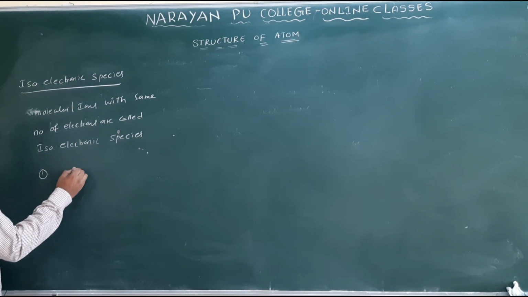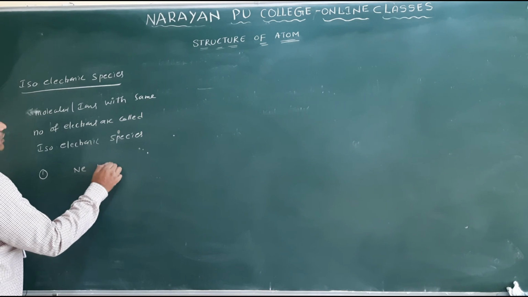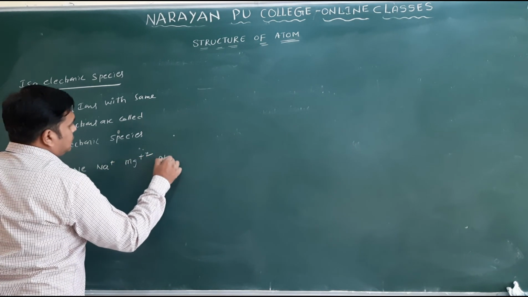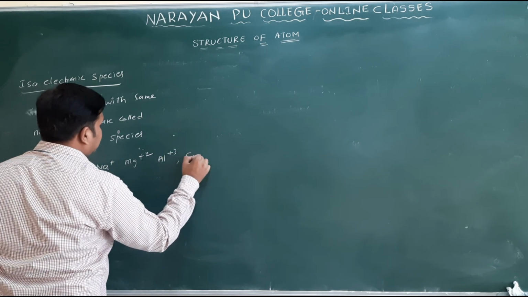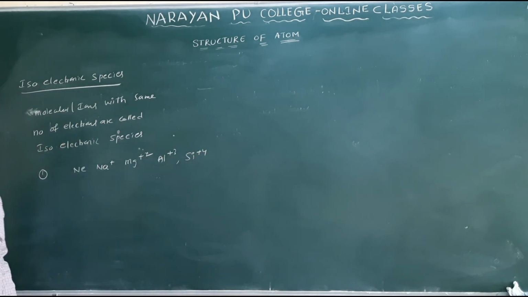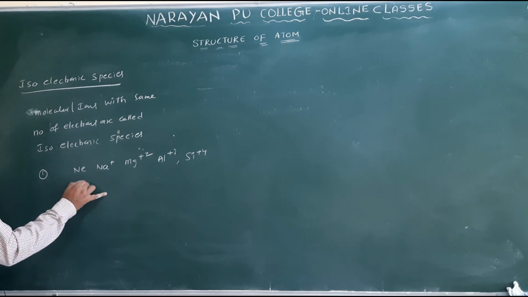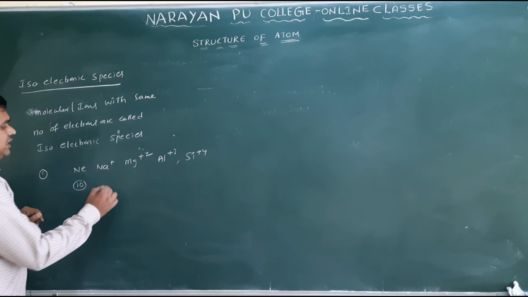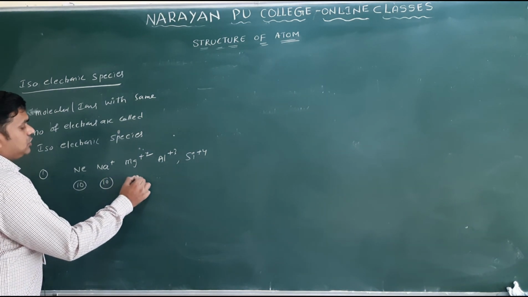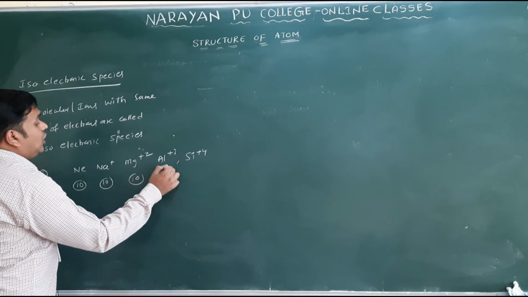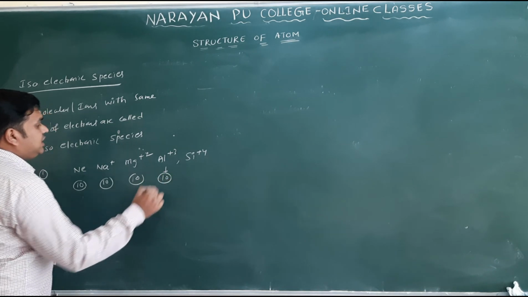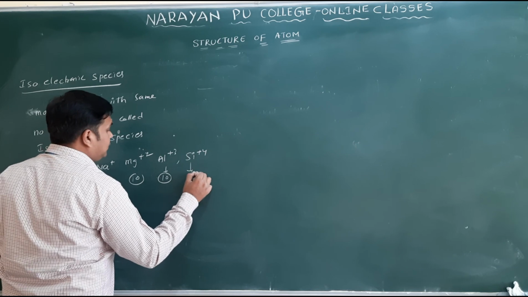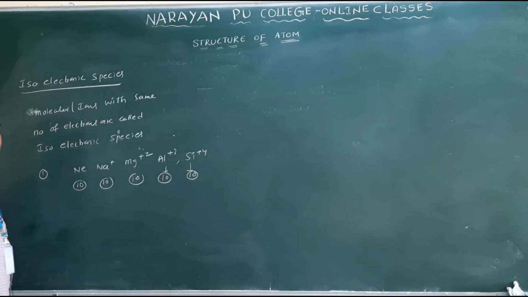I will write here neon, Na plus, Mg 2 plus, Al 3 plus, Si 4 plus. Neon has atomic number 10, it contains 10 electrons only. Sodium is 11 minus 1, that is 10. Magnesium is 12 minus 2, that is 10. Aluminum 13 minus 3, 10. Silicon 14 minus 4, we will get 10 only. All the elements have the same number of electrons.